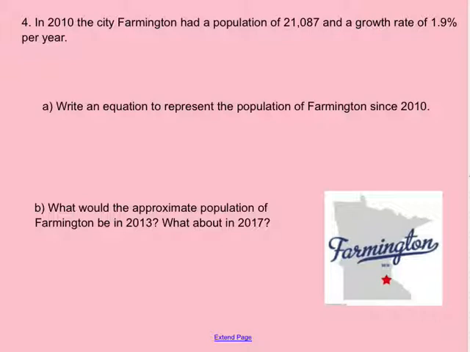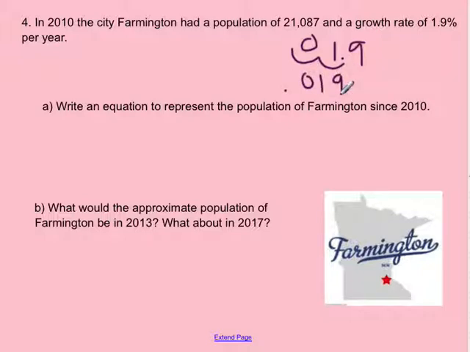Next, let's take a look at this next one. Write an equation. We're talking about Farmington. It has 21,087 people and a growth rate of 1.9%. Again, notice all these words, growth, going up. That's when we know we need to use exponential growth, if it's implying that whatever scenario is happening is going up. So our rate is 0.019.